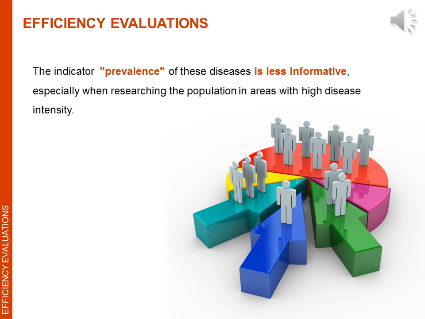The prevalence of disease in the group is calculated as follows. The number of people who have a disease in the group is divided by the number of people in the group and multiplied by 100%.